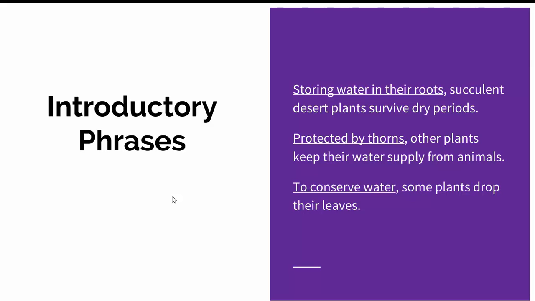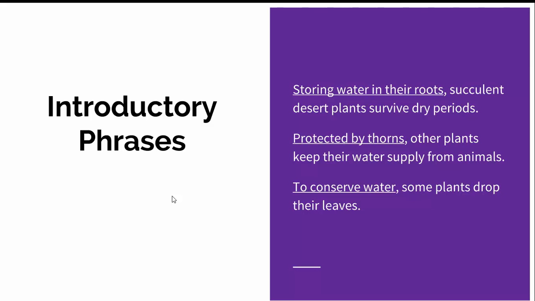The other thing you can check to make sure that your comma placement is right is cover up the introductory phrase with your finger or with your hand and see if the remainder of the sentence makes sense. So let's look at the first one. Go ahead, put your finger or your hand over the screen or a piece of paper and just put it over the underlined part and look at what's left. Succulent desert plants survive dry periods. That can be a sentence by itself.